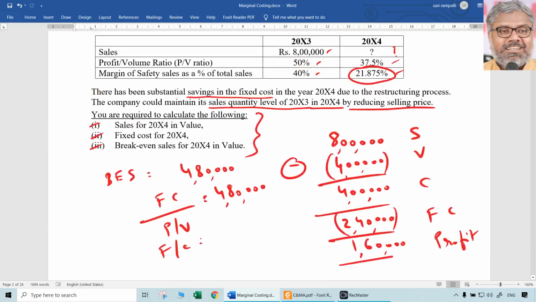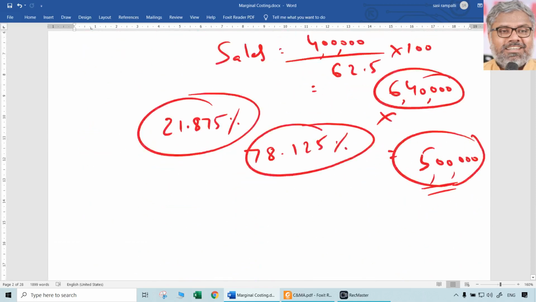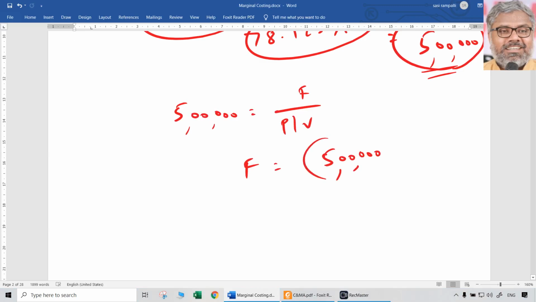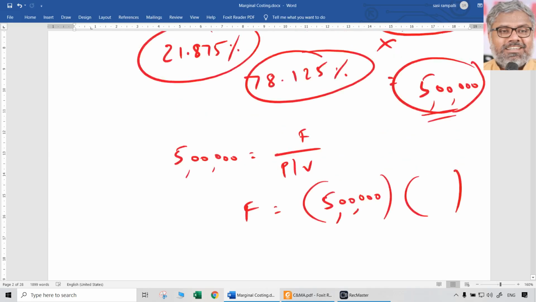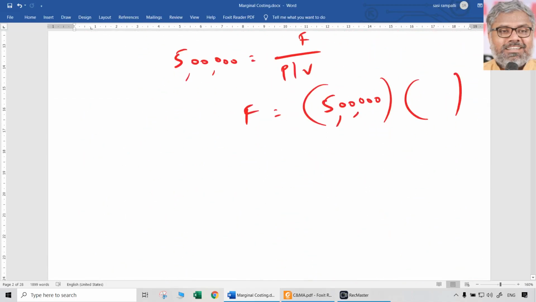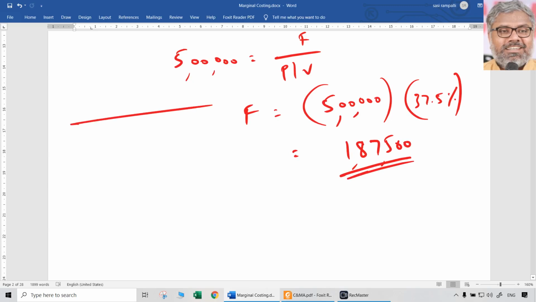5 lakhs. Then fixed cost can be easily found out because we know the formula for break-even sales. This 5 lakhs break-even sales is equal to fixed cost by PV ratio, isn't it? Then how much will be fixed cost? Break-even sales into PV ratio, cross multiply. PV ratio for the next year is how much? As given, 37.5%. So how much is fixed cost now? That is 1,87,500. That's it. Just for understanding purposes, though it was not asked.